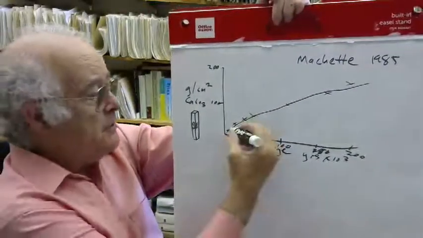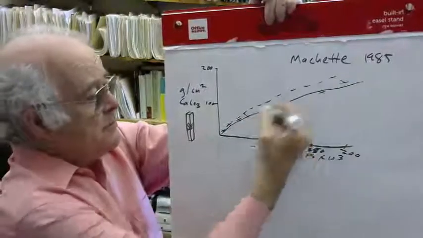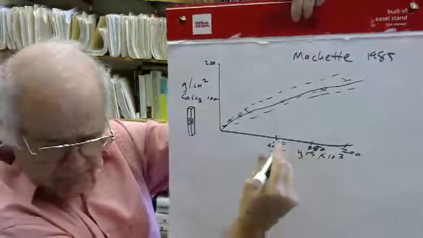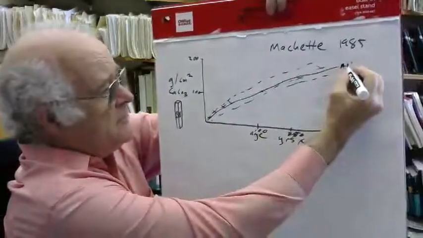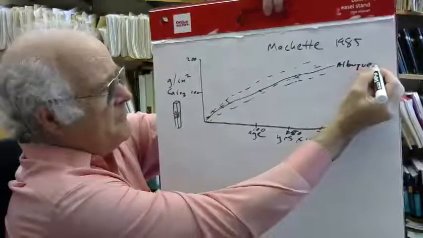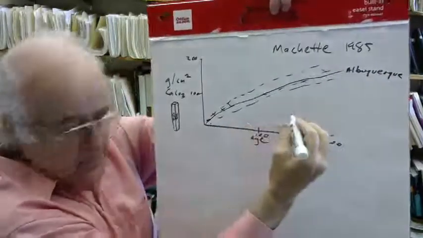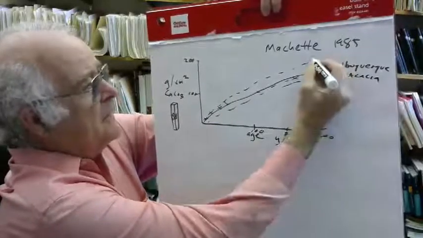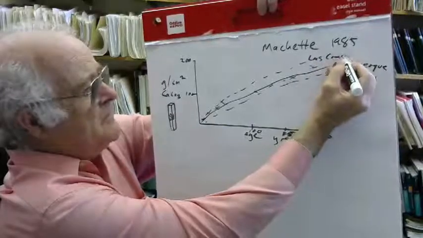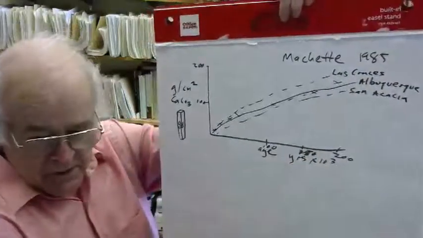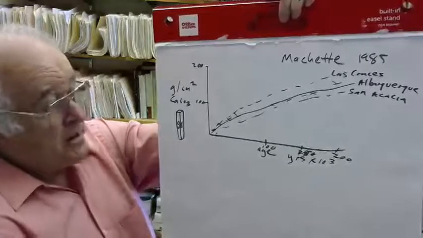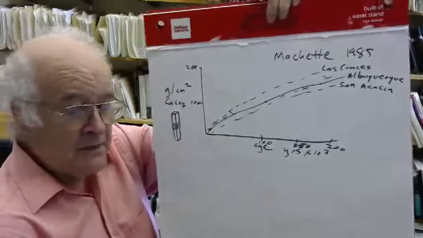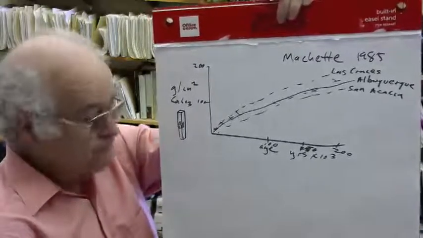He found that it varied a little bit, but not incredibly actually, between different locations. This was Albuquerque, New Mexico. This was Santa Cassia. And this was Las Cruces. These were relatively dry climates, of course, accumulating carbonate at a fairly steady rate.